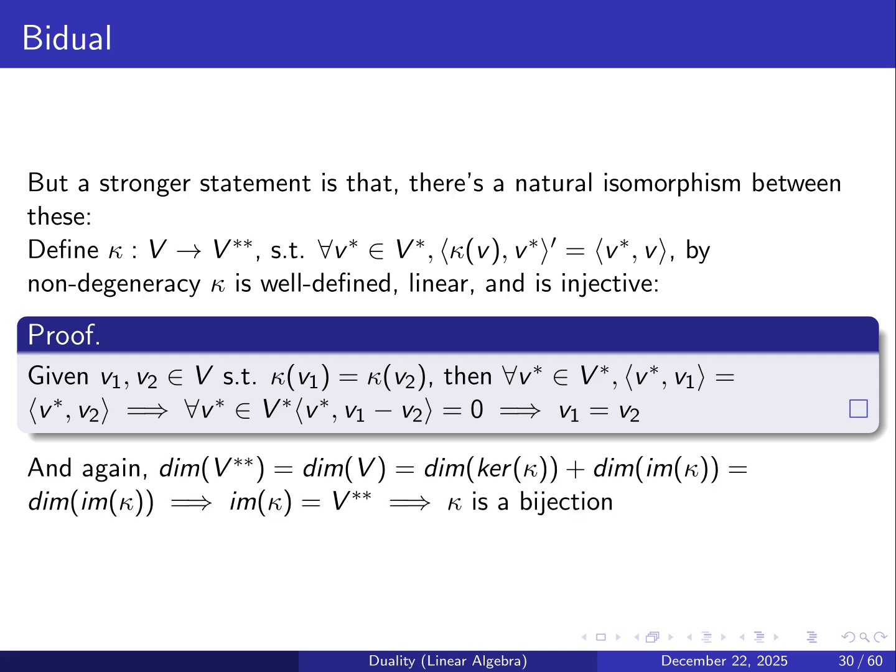Again, the dimension of V double star is equal to the dimension of V, which by the rank-nullity theorem is equal to the dimension of the kernel of kappa plus the dimension of the image of kappa, which will be equal, by injectivity, to the dimension of the image of kappa. Thus, the image of kappa is equal to the whole space V double star, thus kappa is a bijection.